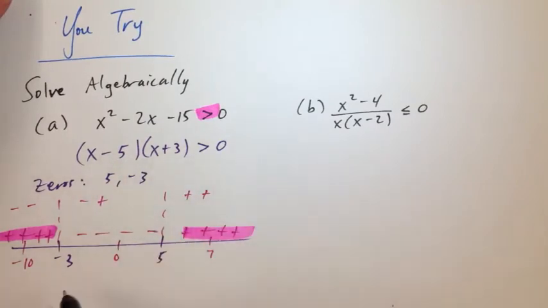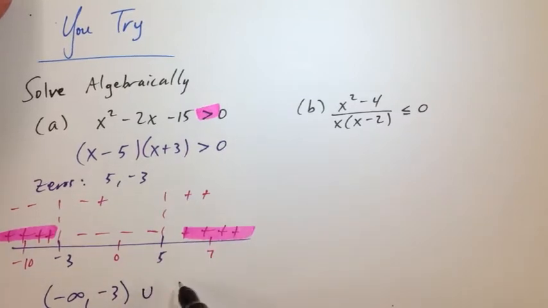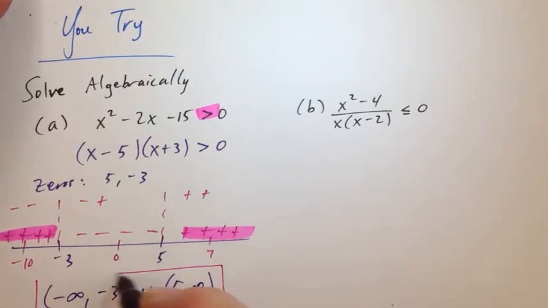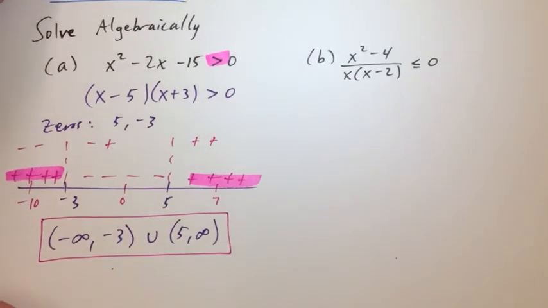I'm not going to rewrite the problem this time. On the interval from negative infinity to negative 3, now greater than, so we won't use a bracket, combined with the interval from 5 to infinity. And that's our answer, right there. Okay? Alright. Next one. Last one.